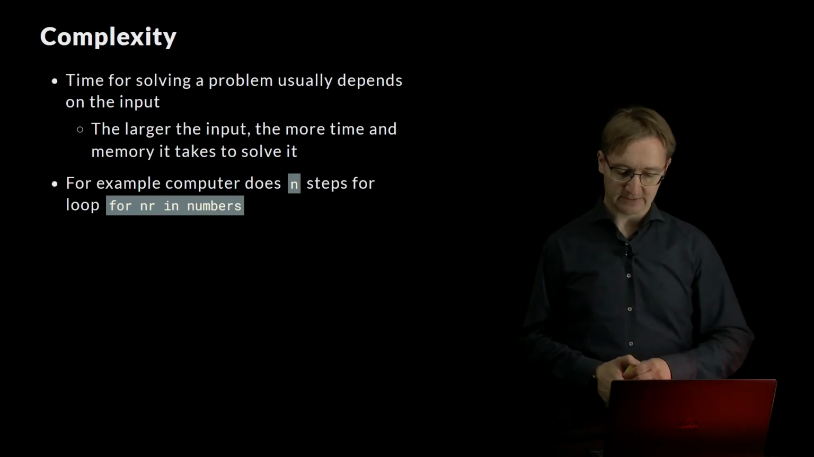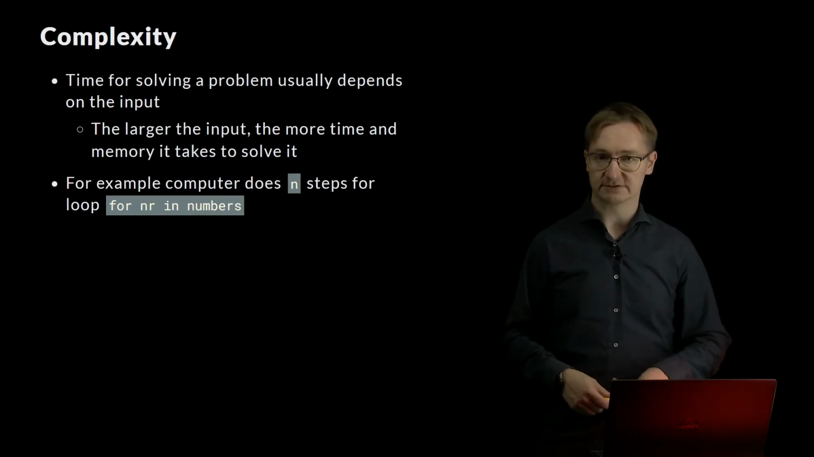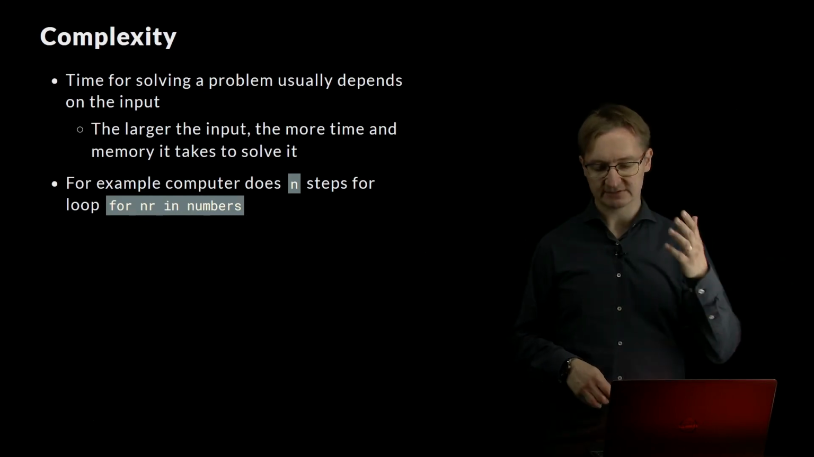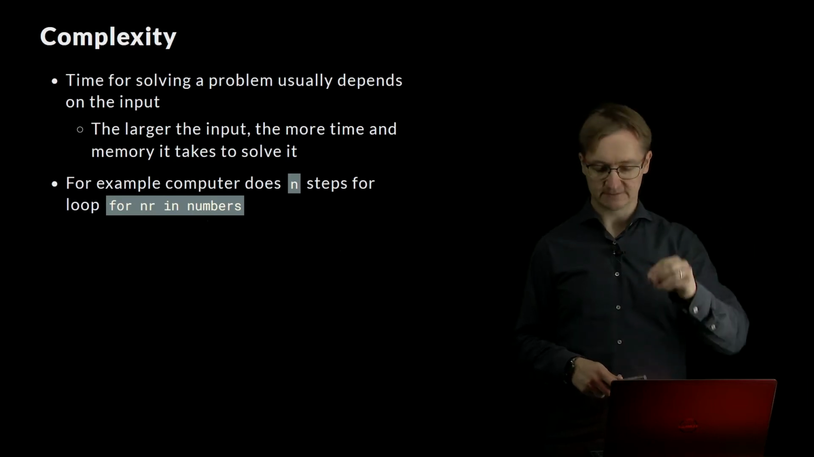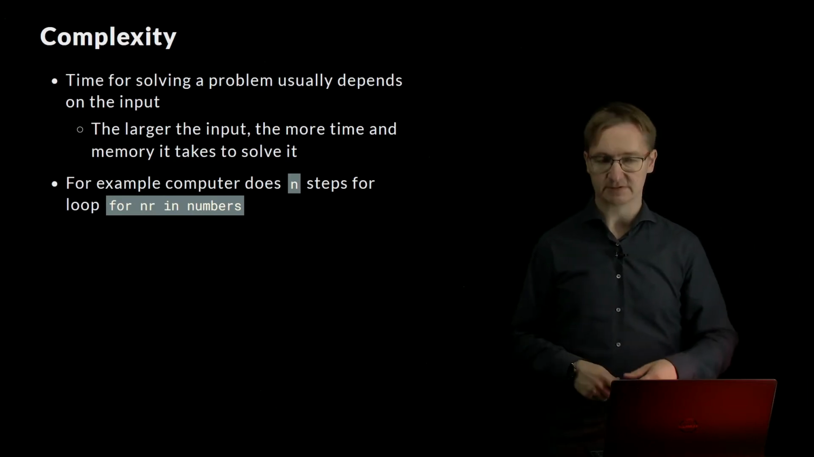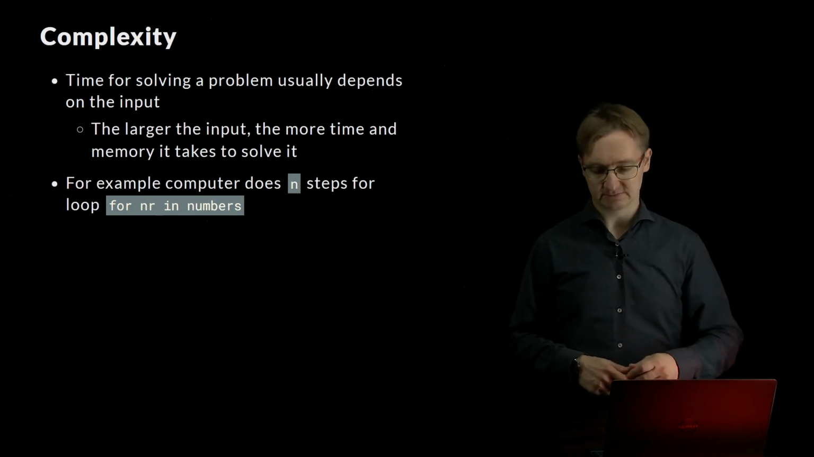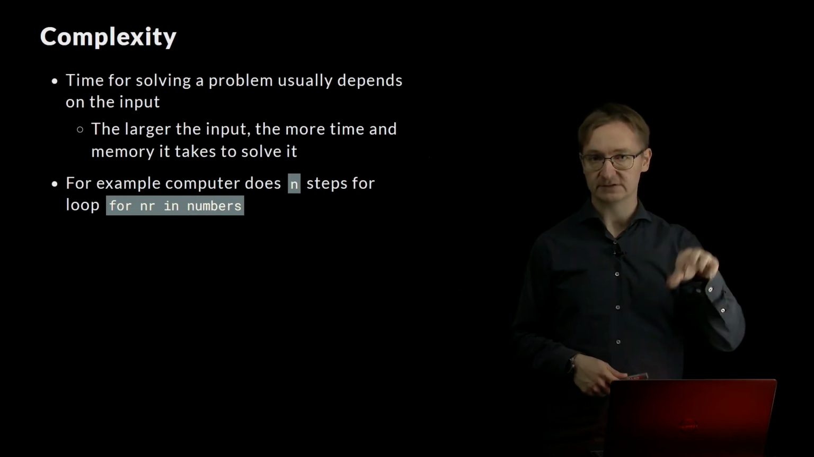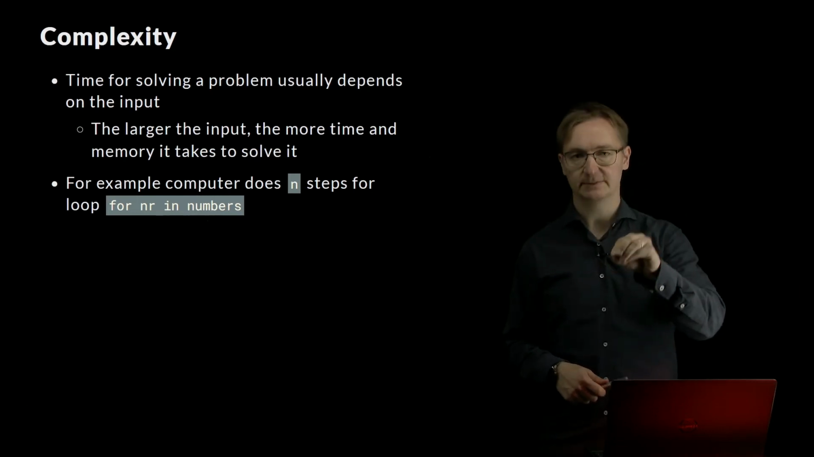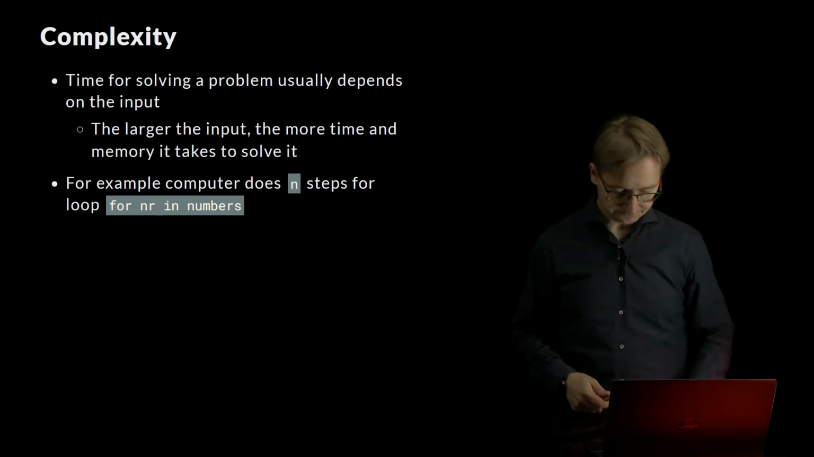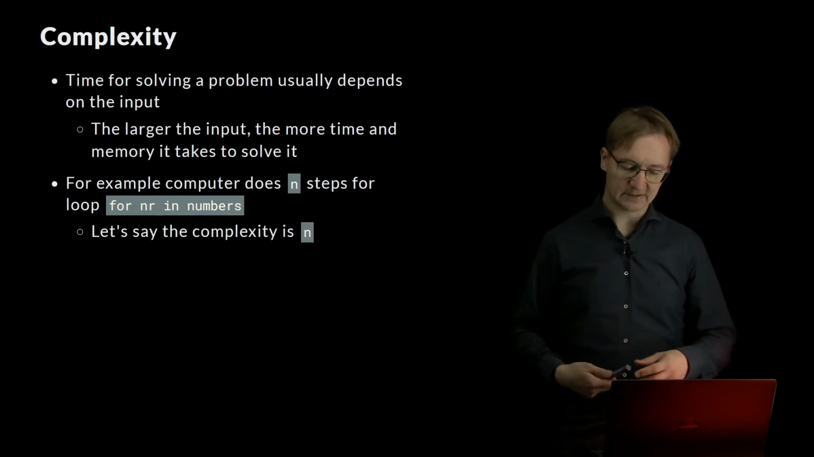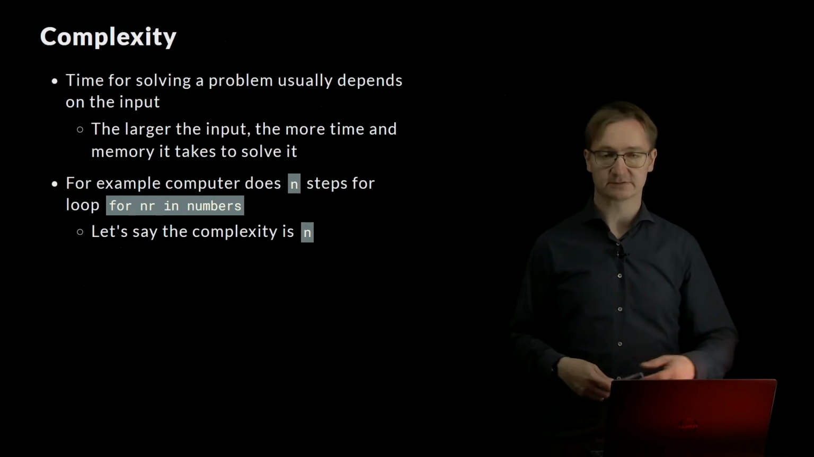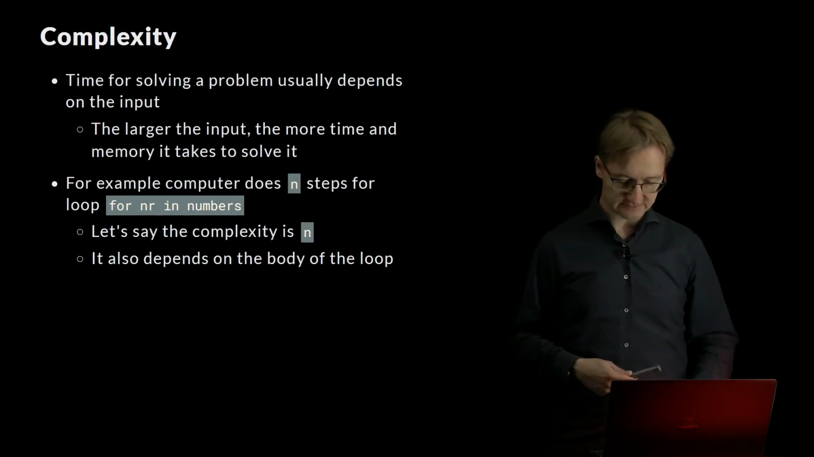So for example, we have a loop: for number in numbers. What happens is that it actually takes n steps to go over this list. Let's say numbers is a list, and if there are 300 numbers, then it takes 300 steps to go over this list. So the computer has to take the first element and the second, the third, and so on. And we can say that the complexity for this statement is n. And n indicates the length of numbers, or how many elements there are in numbers.